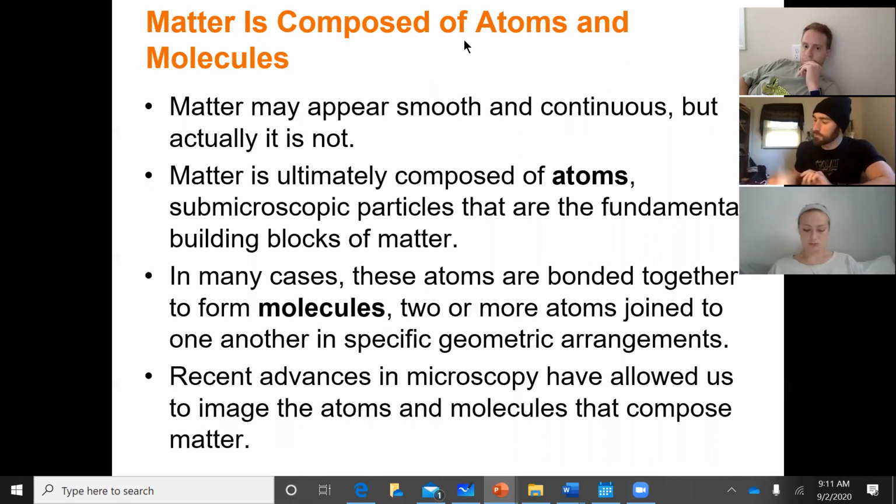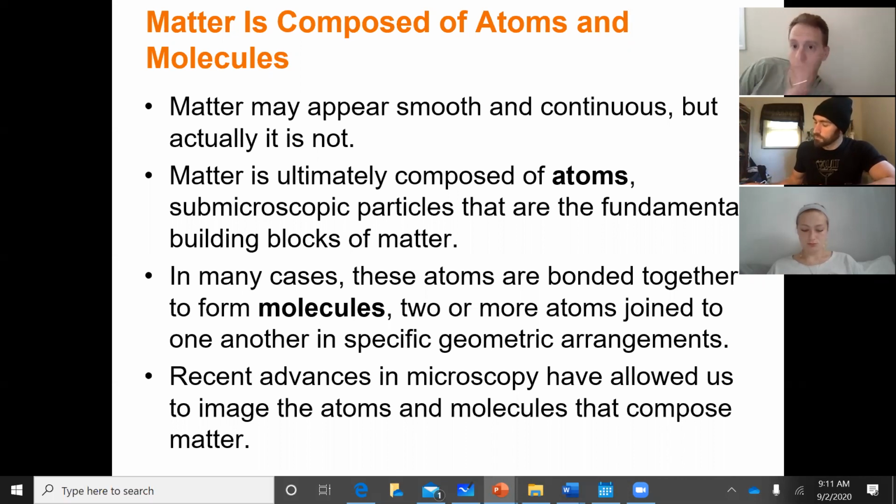So matter is composed of atoms and molecules. Matter in general, on a human scale, can feel smooth and continuous. If you run your hand across your desk, it feels smooth and solid, right? We have this idea that matter is a solid thing, but it's actually not. If we were to break matter down into smaller and smaller pieces, at some point we would reach a fundamental particle known as an atom.